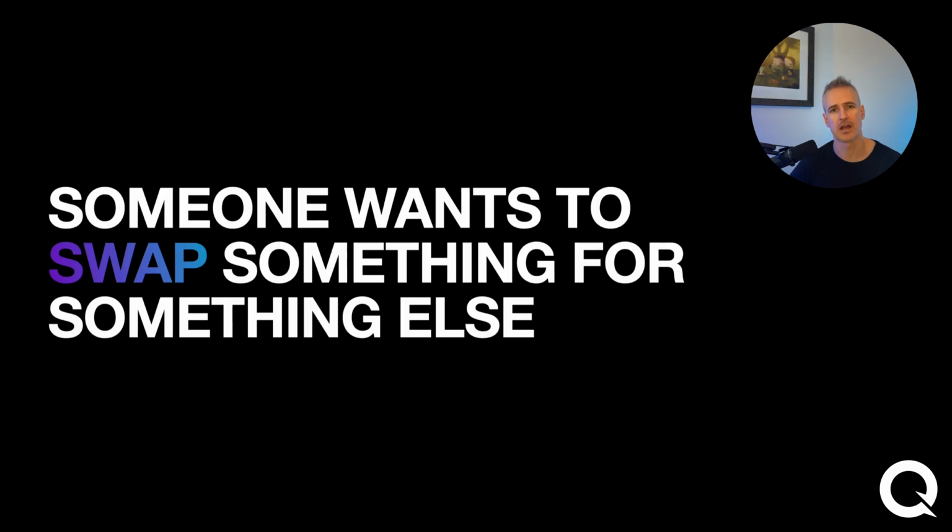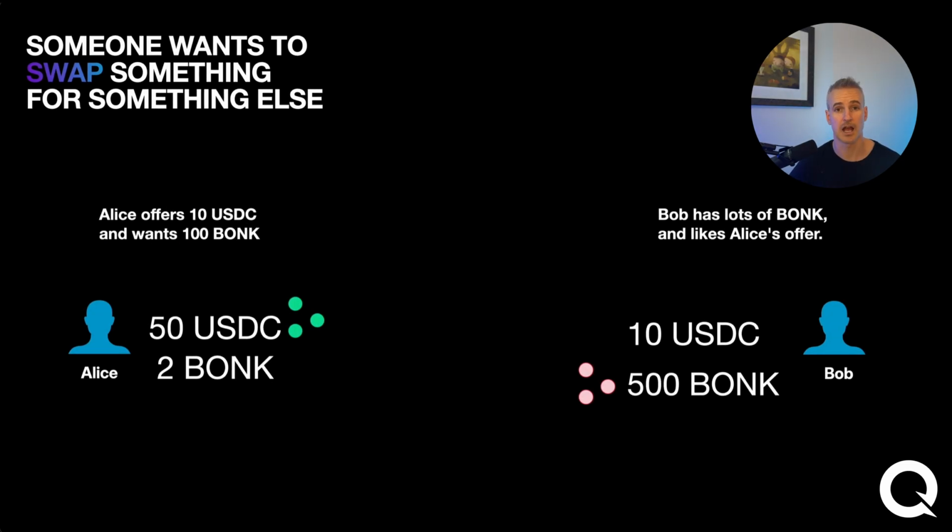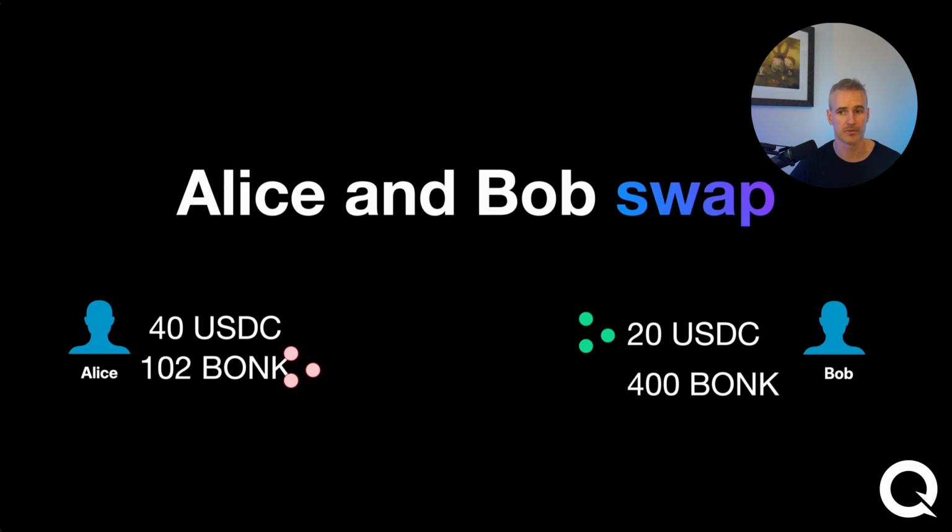So why a swap program? What does it do? A swap program handles a situation where somebody wants to swap some amount of one thing for a different amount of something else. In this case, Alice wants to swap 10 USDC for 100 bonk. And Bob comes along and he likes that offer, so he accepts it. Alice and Bob have swapped. Bob has received Alice's USDC and Alice has received Bob's bonk.